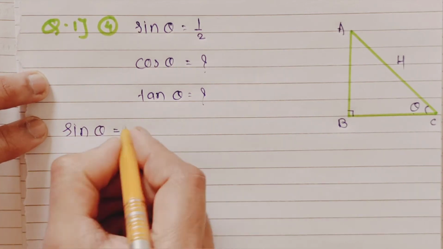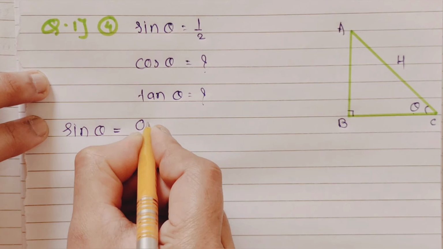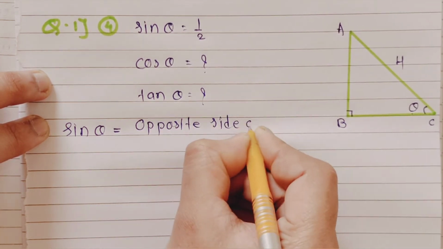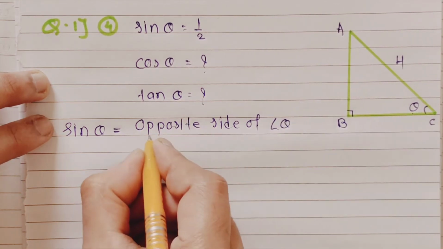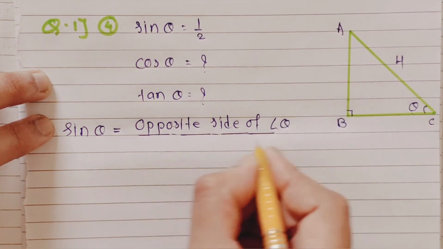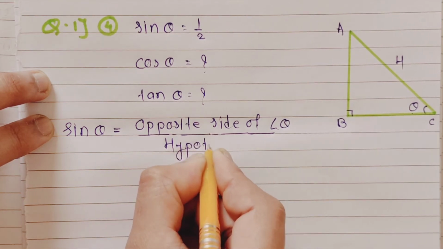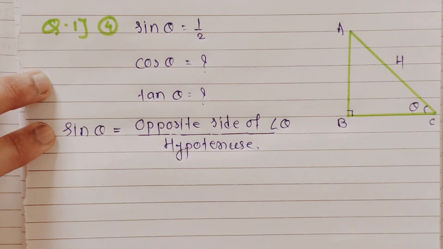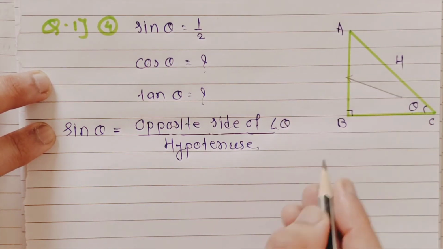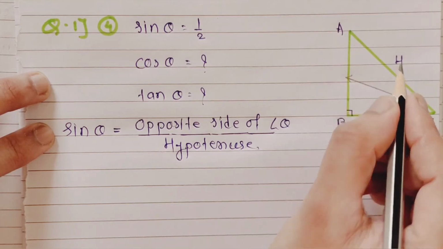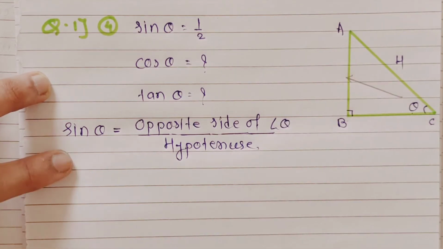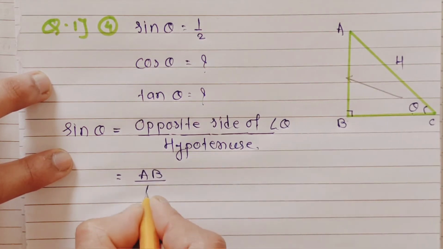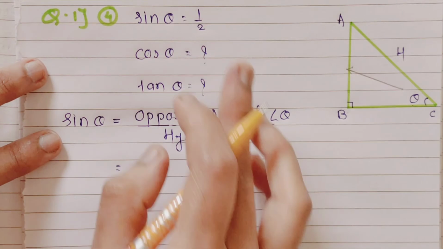So first one, sin theta. We know the formula. Sin ratio is equal to opposite side of angle theta upon hypotenuse. So for angle theta, the opposite side is nothing but AB, and the hypotenuse, that means the side opposite the 90 degree angle, is AC. Is it clear? So we can write opposite side, that means AB, upon hypotenuse, that means AC, is equal to 1 upon 2.